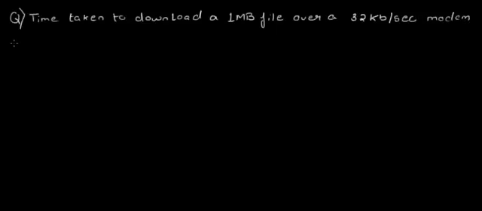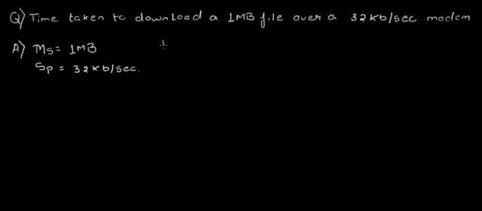Let's just write down whatever the data is given to us before we actually delve into solving the numerical problem. So the size of the file that is to be downloaded, let's call it ms, is equal to 1 megabyte. And the speed of the modem which we are using to download this file, let's call it SP, is equal to 32 kilobit per second.